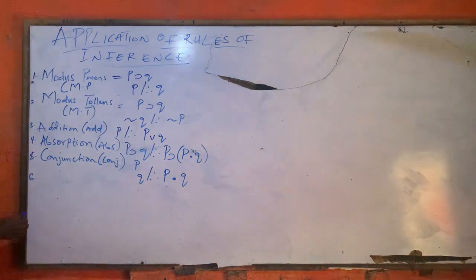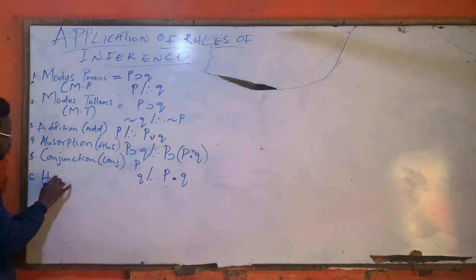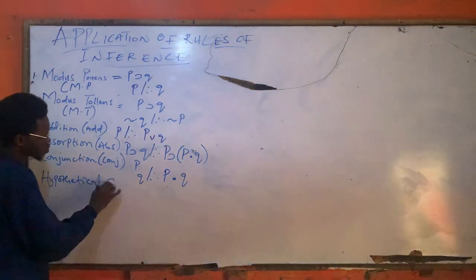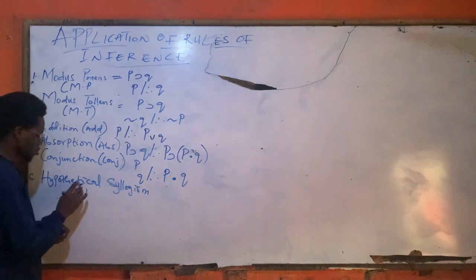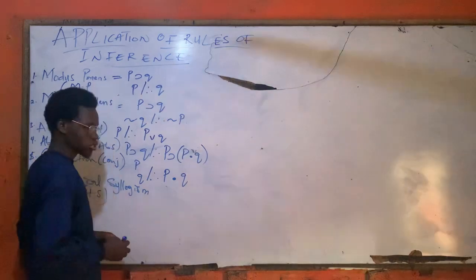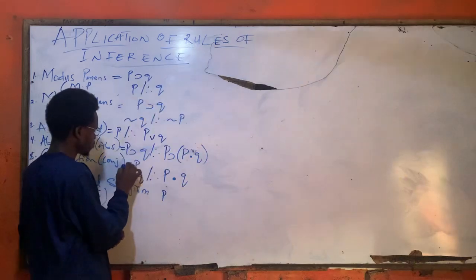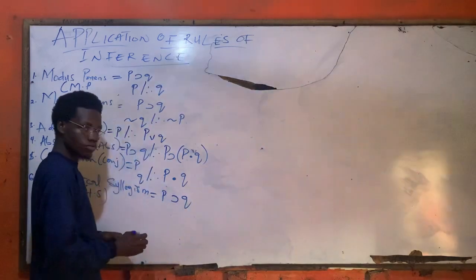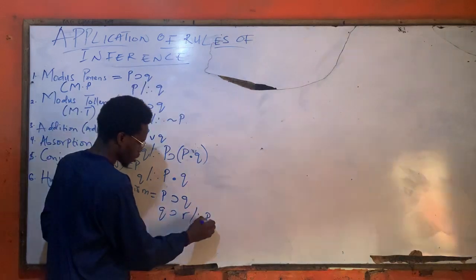So 6, hypothetical syllogism, HS. For hypothetical syllogism, I have P implies Q, and that same Q implies R. Therefore, P implies R.